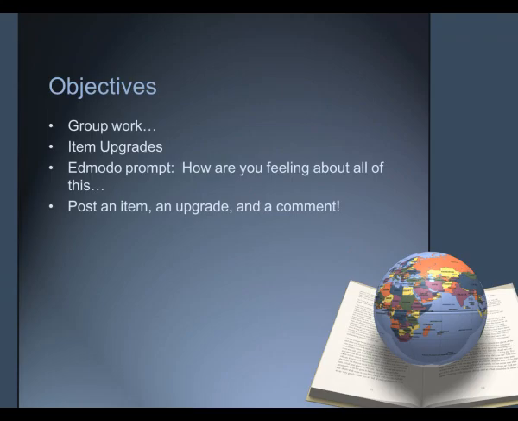Our objectives this month include briefly going over how to do the group work that you'll be required to do this month. We will talk a little bit about upgrading items and what needs to go into that. You'll respond to one Edmodo prompt, how are you feeling about all of this? And to finish, you will take a current assessment item and post that on Edmodo. Then you will upgrade it and post your upgraded item on Edmodo, and you will comment on other group members' work.